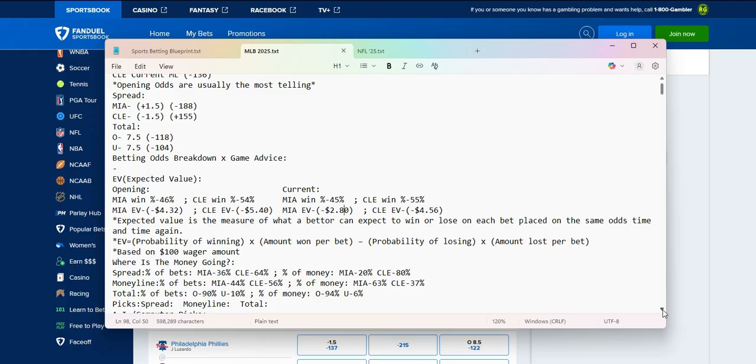But where is the money going in this one? 36% of the betting is going with Miami on the run line, 64% going with the Guardians. Percentage of money on the run line, 20% going with Miami, and the run line is at 1.5 favoring Cleveland at plus 155 cost, minus 188 cost on Miami.